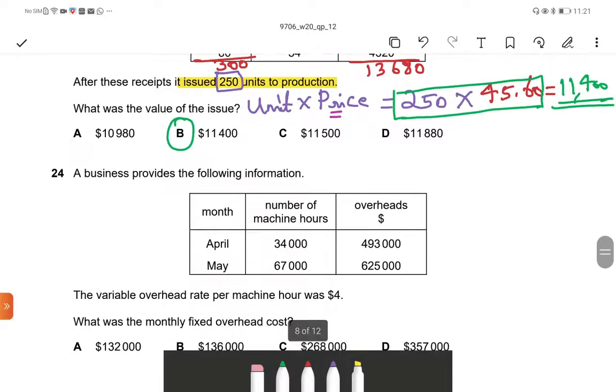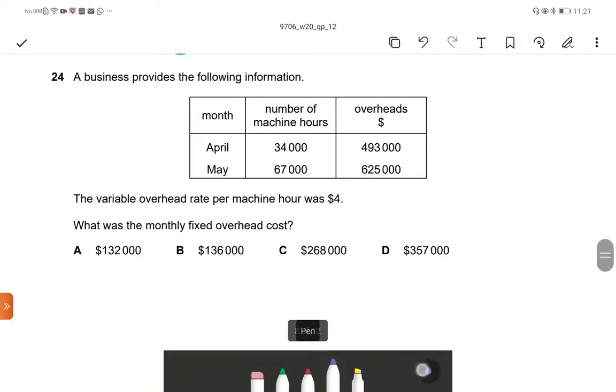Next. Question number 24. A business provides the following information: month, number of machine hours, overheads. The variable overhead rate per machine hour was 4. What was the monthly fixed overhead cost? The question is, what is the monthly fixed overhead cost?